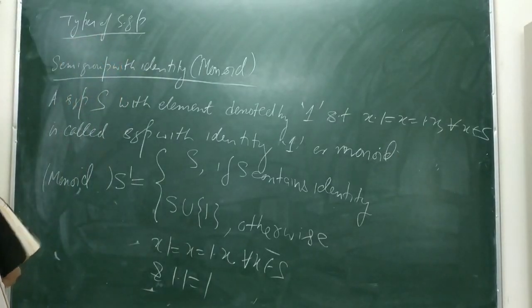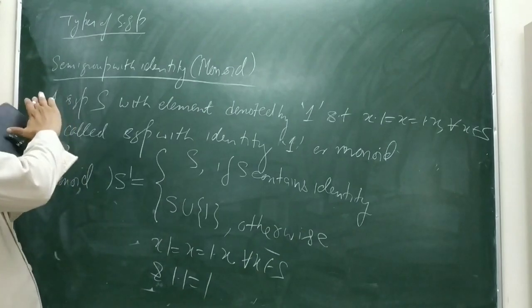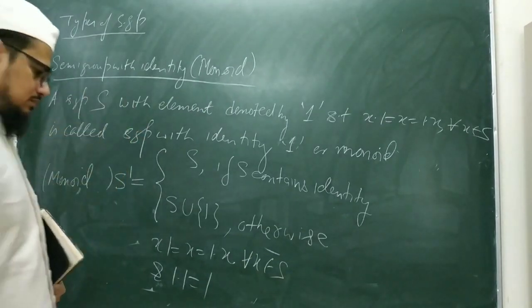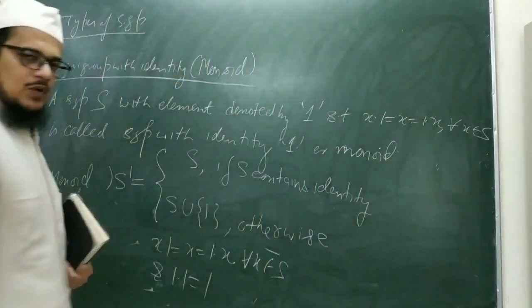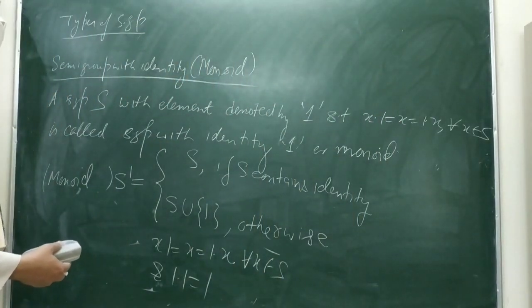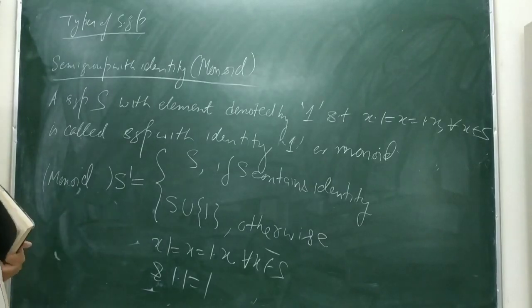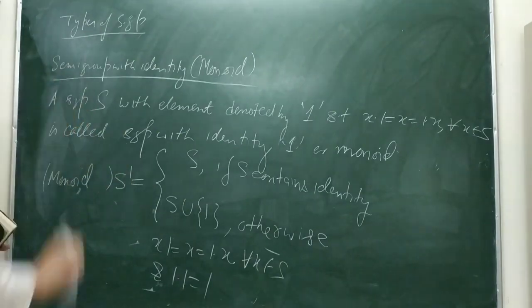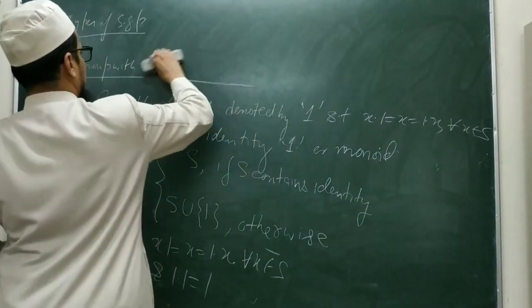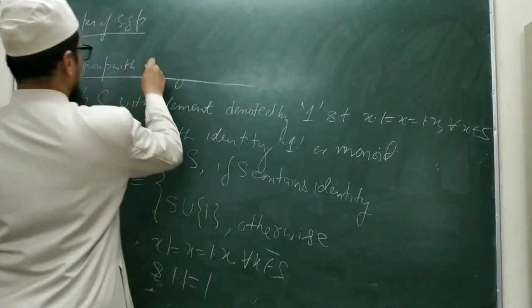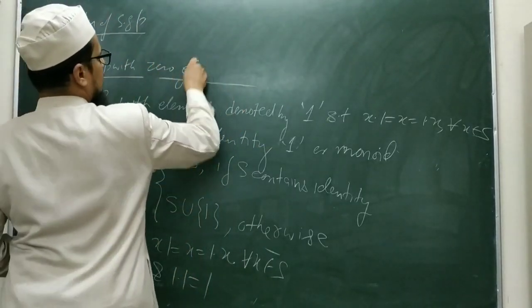So dually we can define a semigroup with 0 element. All of you can note down the definition from here. Now I am just making a change in the same, that is, semigroup with 0 element.